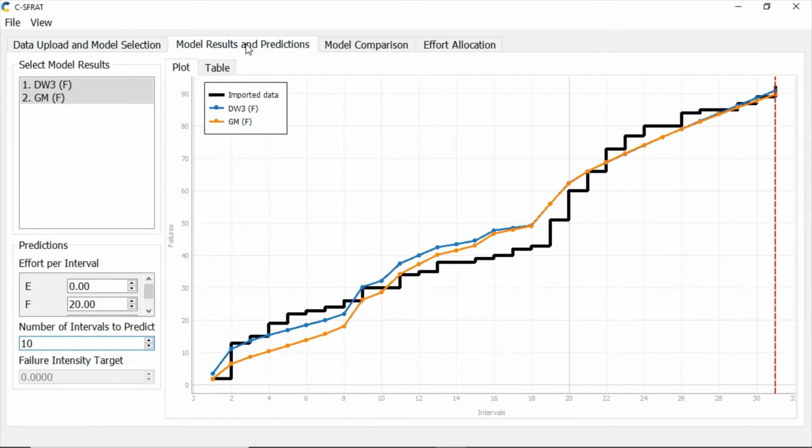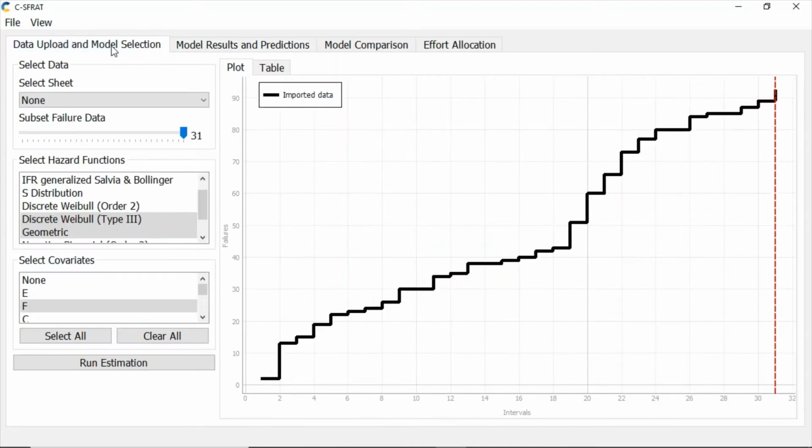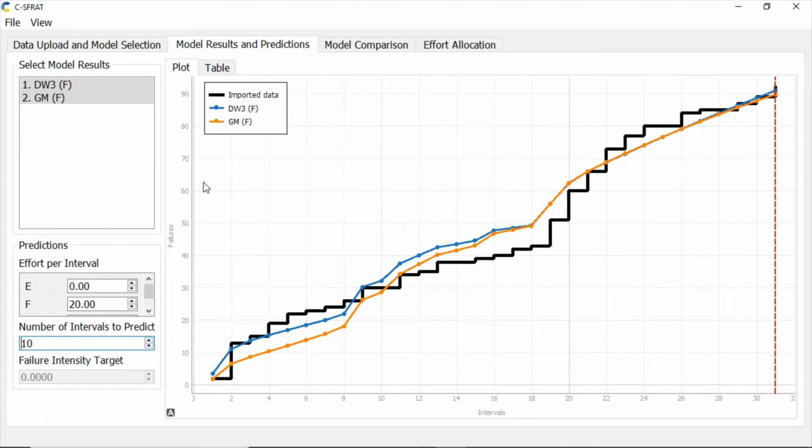As you can see here, in the end we found that the subset data of the first 21 intervals and 20 efforts per interval for covariate F proves to have the best prediction results. So this is where the models start to predict from the 21st interval.